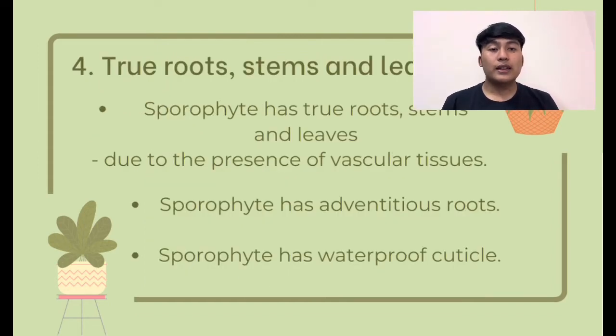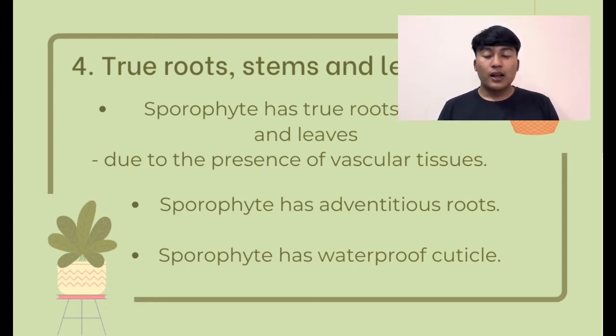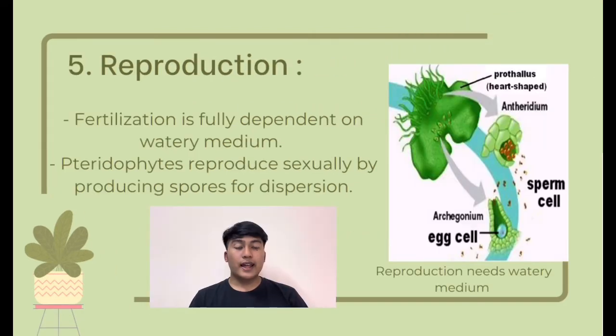We go to the next characteristic, which is true roots, stems and also leaves. It is due to the presence of vascular tissue, which is xylem and phloem. Last characteristic is the reproduction. Reproduction of Pteridophytes needs a watery medium. Most of the habitat is damp or moist places. So fertilization is dependent on a watery medium.